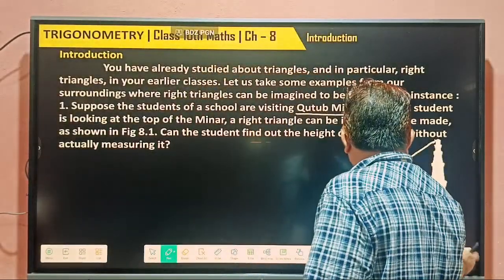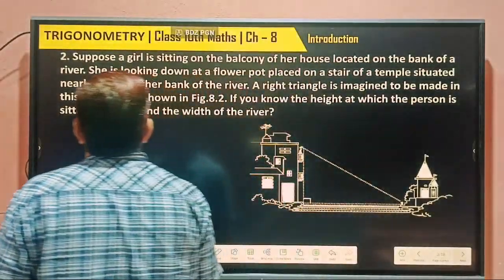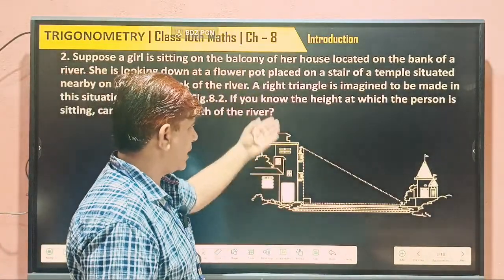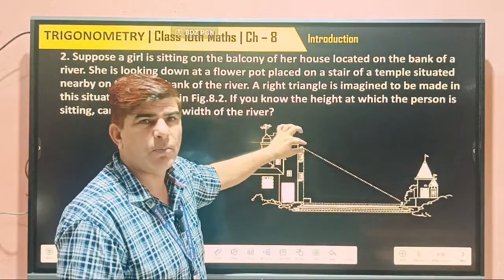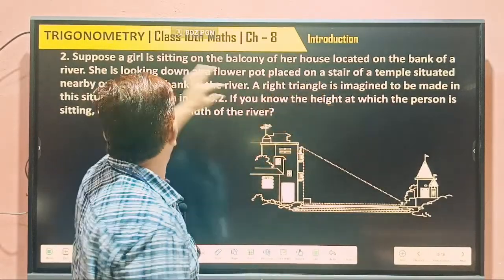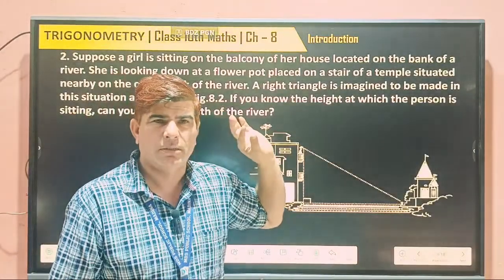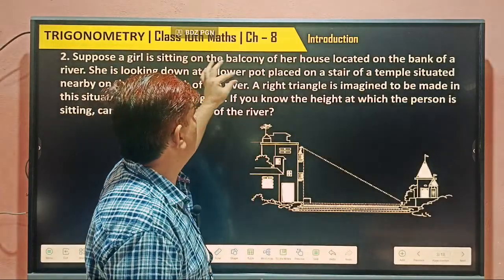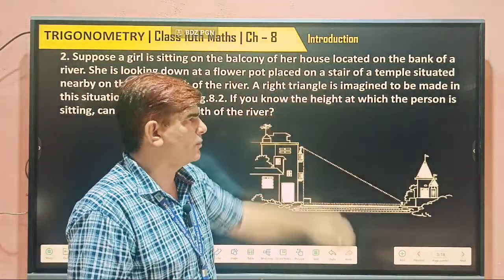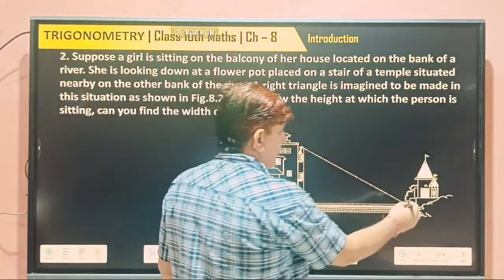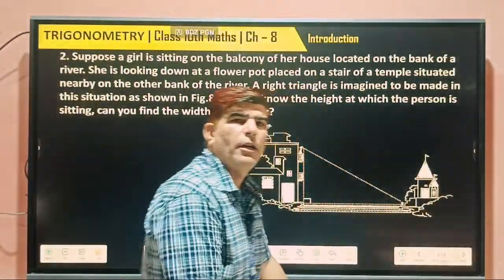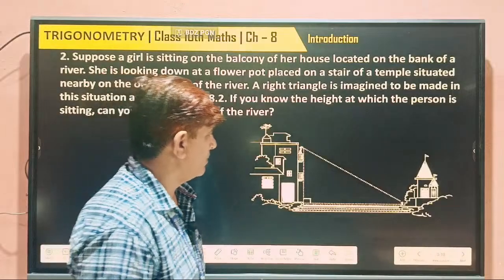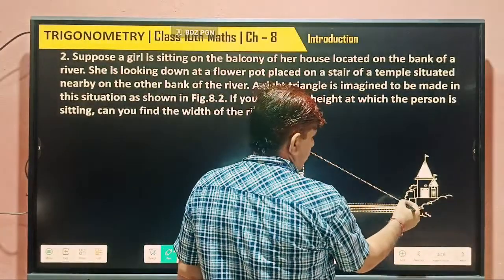You can think about the second situation. Suppose a girl is sitting on the balcony of her house. This is the house of that girl, sitting here in the balcony on the bank of a river. She is looking down at a flower pot placed on the stair of the temple. So this is the temple. Both are on opposite sides of a river. So here is a temple and here is the pot.